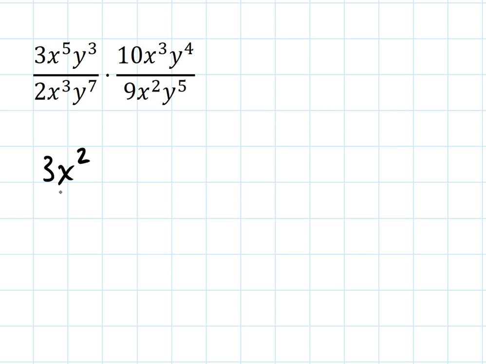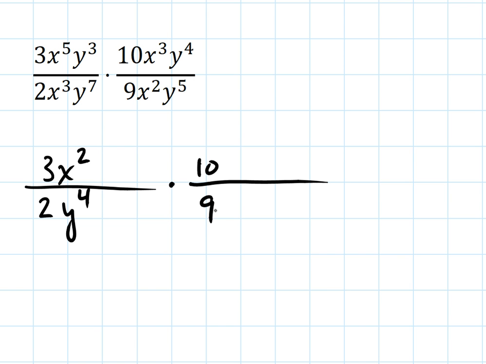I can do the same thing with my y's. However, there's going to end up being more factors of y in my denominator. So when I cancel here, because there's 7 factors of y in the denominator and 3 in the numerator, I'm going to end up with 4 factors of y in my denominator. And I'm going to multiply that by, again, 10 and 9, there's no common factor, so it is going to be 10 ninths. I'm going to end up with a single factor of x in the numerator, and I'm going to end up with a single factor of y in the denominator.